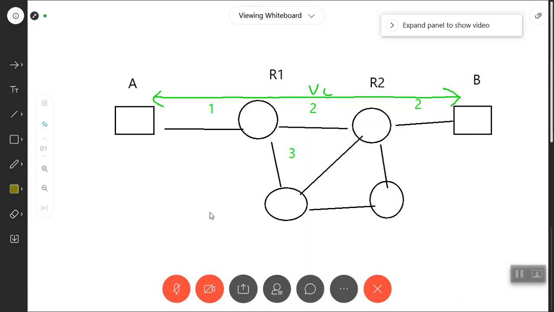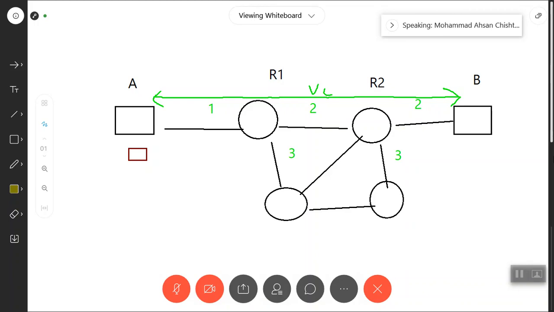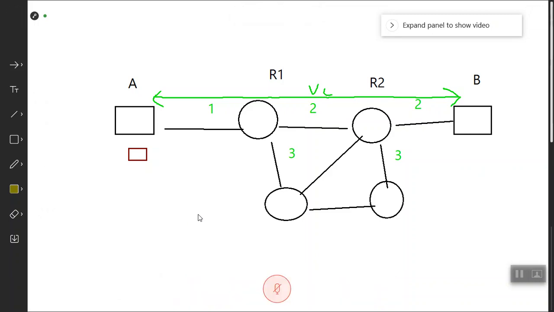So when a packet leaves from A, if this is our packet, when it leaves from A, the information that it has is that it would traverse through a path with virtual circuit number 1, 2. Okay, I repeat again.